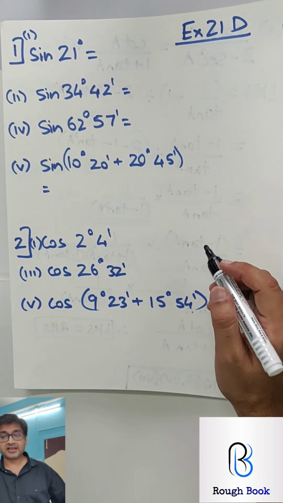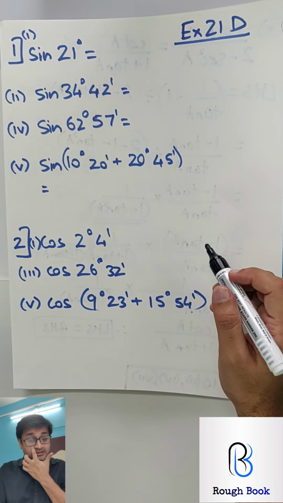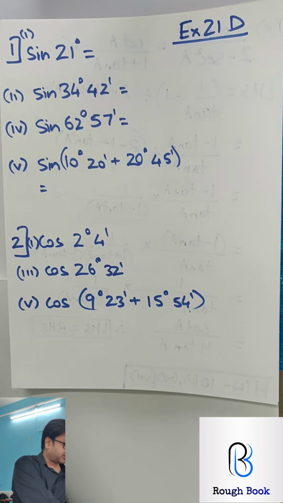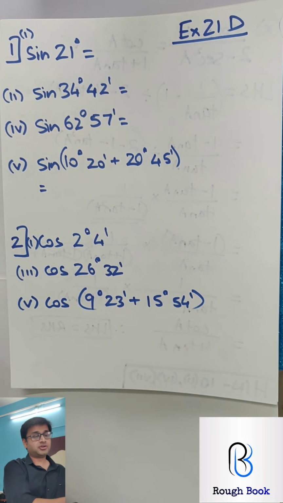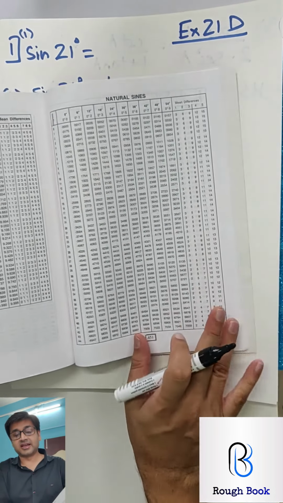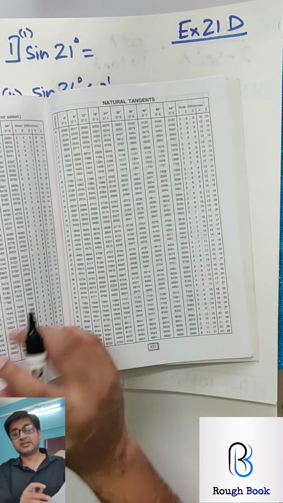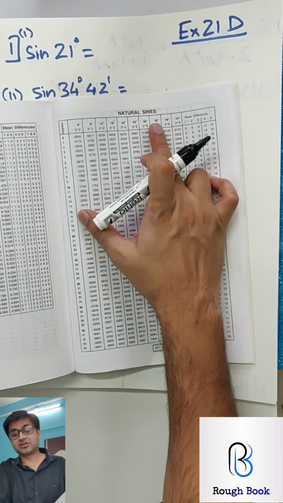Bad. Okay, exercise 21D. Here they are asking you to find the value using the tables behind. So if you look into your textbook, behind you will see tables like this: natural sines, natural cosines, and natural tangents. Tangents is tan. Okay, so right now natural sines.